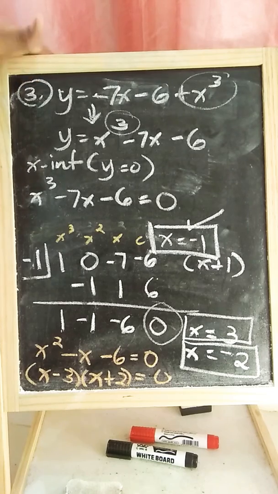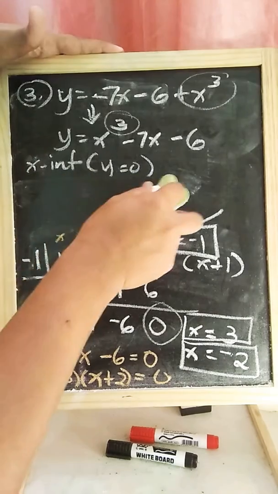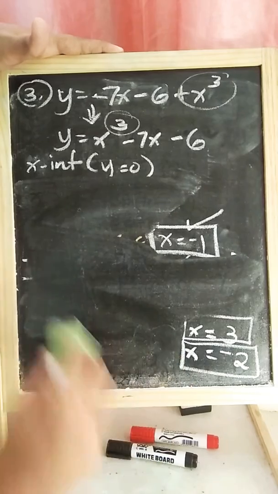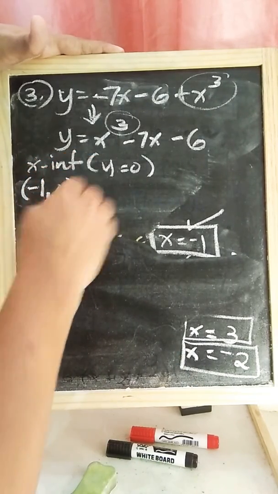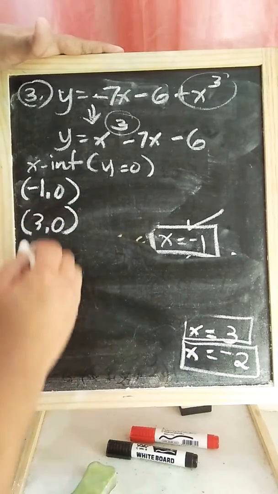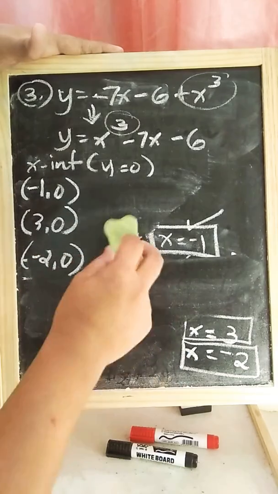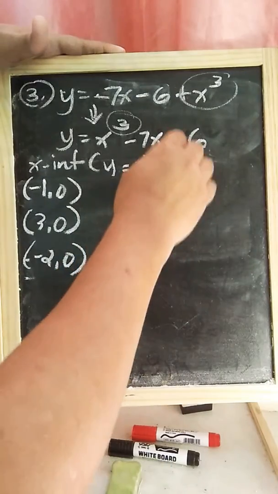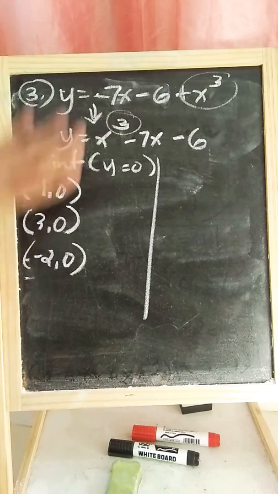Okay. So, meaning, your x-intercepts right now here are negative 1, 0, 3, 0, and negative 2, 0. By the way, you can write it in any order. Wala naming kaso, as long as it's there. Medyo madugo lang tong si x-intercept.